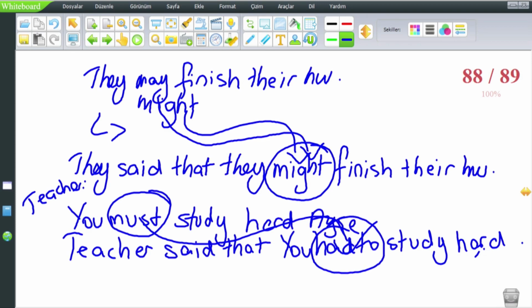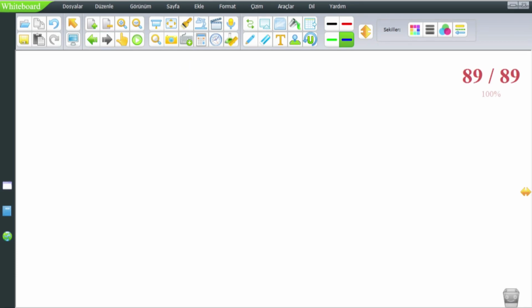So, if there was had to, it would stay the same. Now let's jump into how we transform questions, yes/no questions and WH questions. How do we build sentences with WH questions or yes/no questions using reported speech?